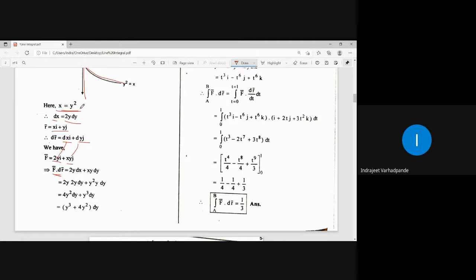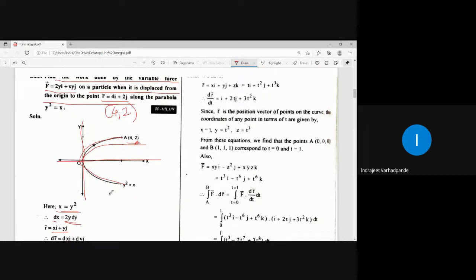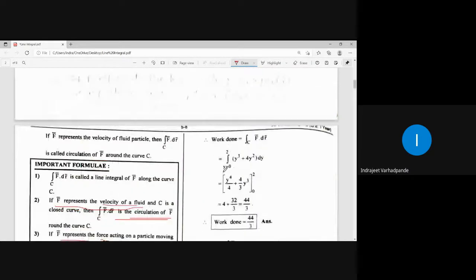So replace the value of x by y square. I am trying to convert everything in the form of y. So wherever you have x, put it as y square. Wherever you have dx, you put the value of dx. So completely it is transformed into y. So f bar dot dr bar, I am getting the integrand as y cube plus 4y square dy. But what are the limits of y? y is moving from point 0 to 2. The y coordinate over here is 2. So that integration will be done between 0 to 2.